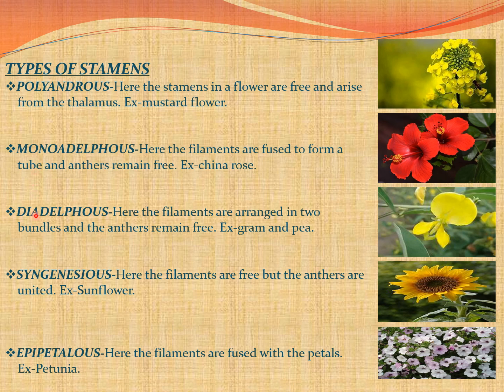Diadelphous, you can find that all the filaments are arranged in 2 bundles, and the anthers remain free, as in pea, gram, etc. Syngenesious arrangement: here the filaments are free but the anthers are united. All the anthers are united, filaments are free, as in sunflower.